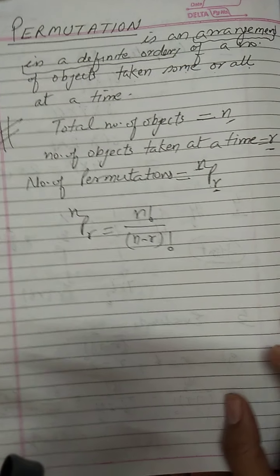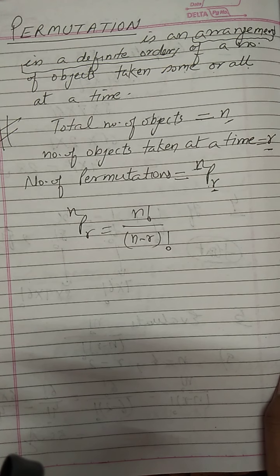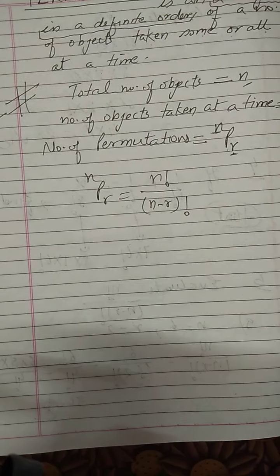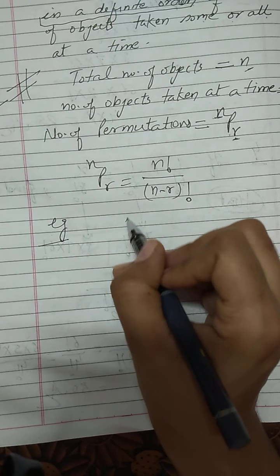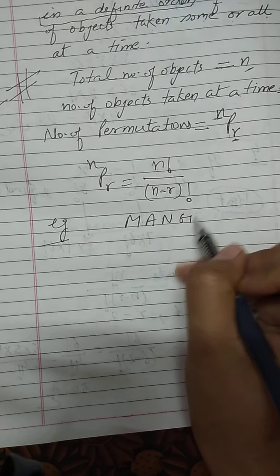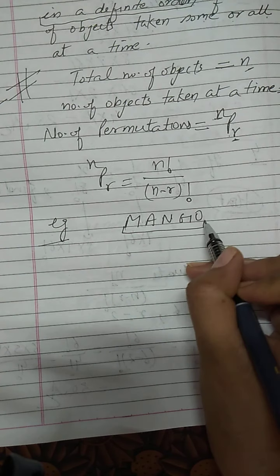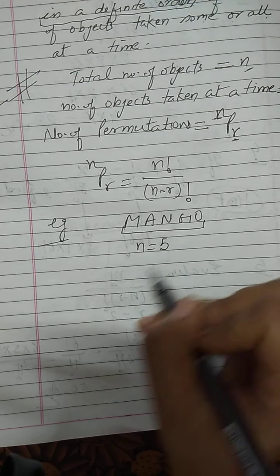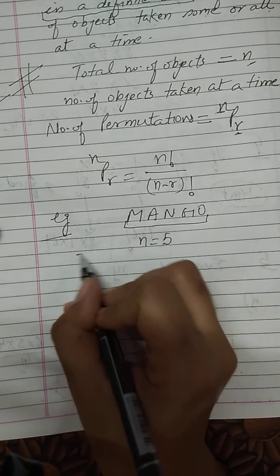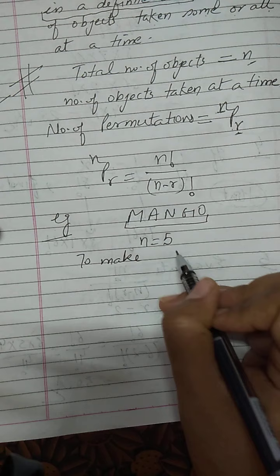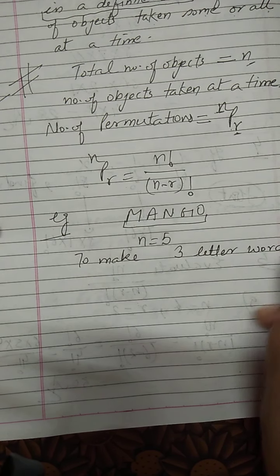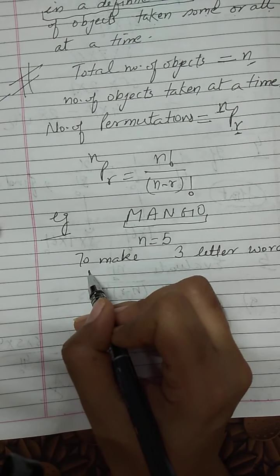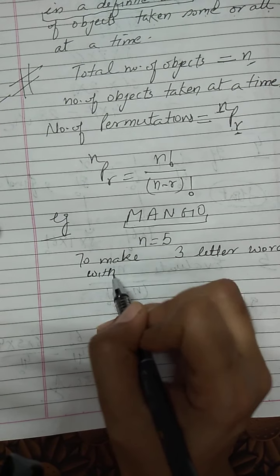If the total number of objects is n and I am taking r objects at a time, then the number of permutations will be given by nPr. Let me give you one simple example here. I am taking the word mango, M-A-N-G-O. How many objects are there now? 5 objects are there. I want to make a 3-letter word out of the 5 letters given, without repetition, which means repetition is not allowed.